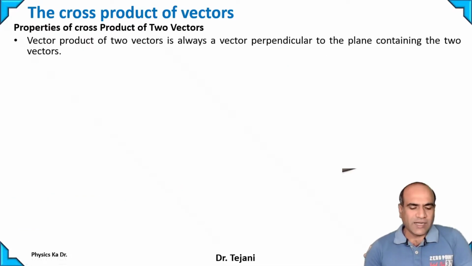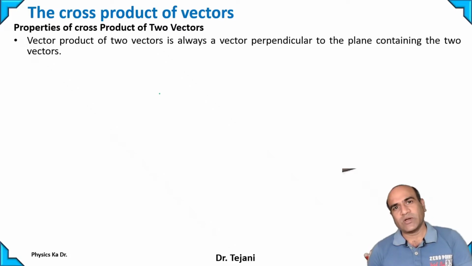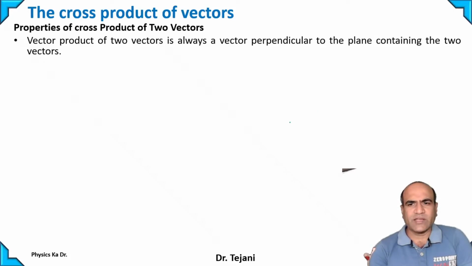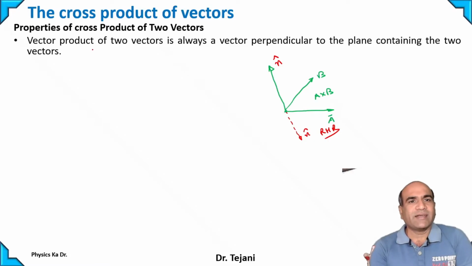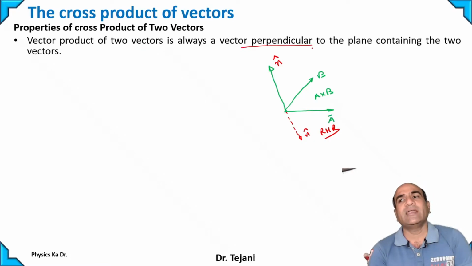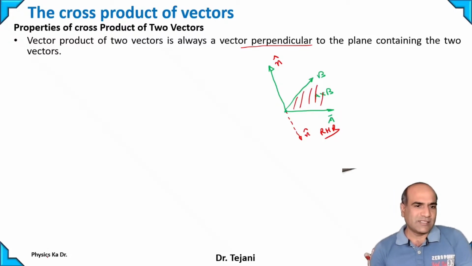Now let us first understand various properties of the cross product of two vectors. See, the first property is very well known to us. If this is, for example, our vector A and this is vector B, then the resultant vector of A cross B is always perpendicular to both A and B, and that is n cap. It may be in the upper direction or in the opposite direction, which we can get from the right hand. So the first property shows that the vector product of two vectors is always perpendicular to the plane containing the two vectors. It is very well known.